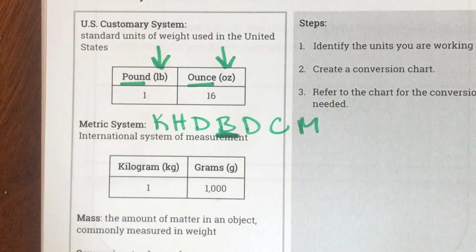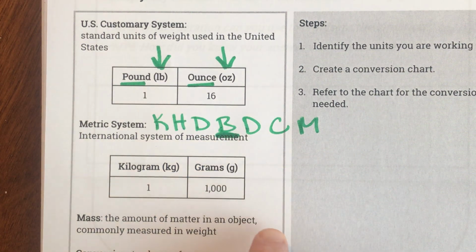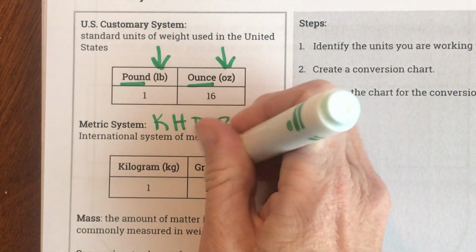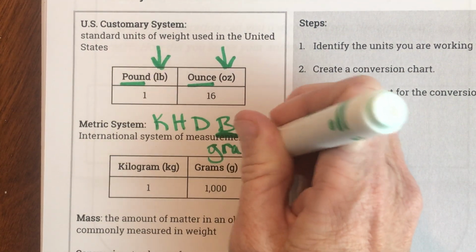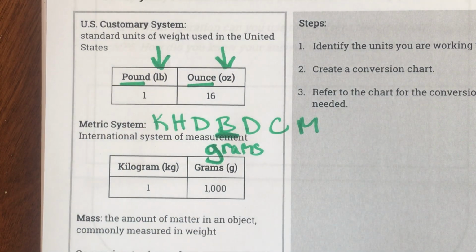The only difference is with length, our base measurement was meters. Now with weight, our base measurement is grams. So grams is going to be it. Our base measurements that we need to learn this year are meters, liters, and grams. Right now we're working with grams.